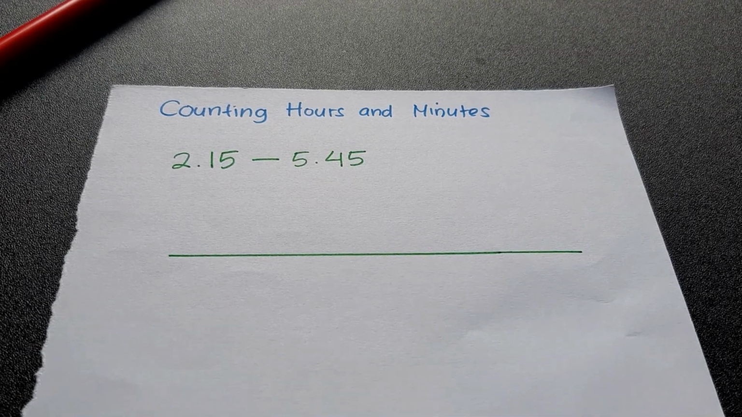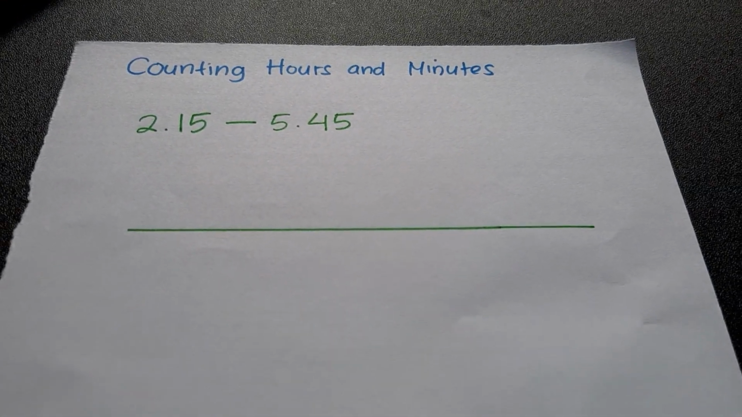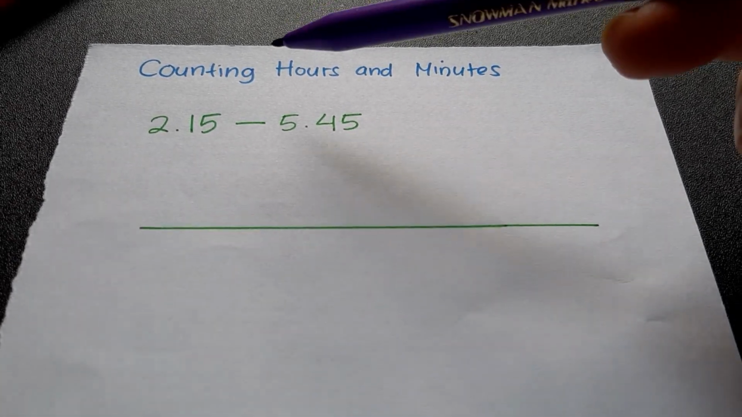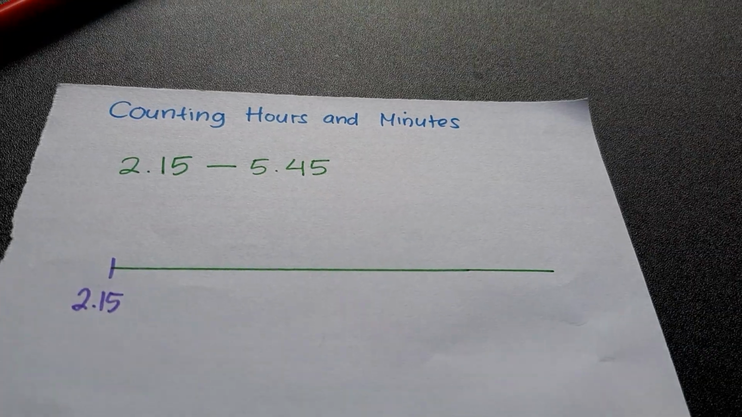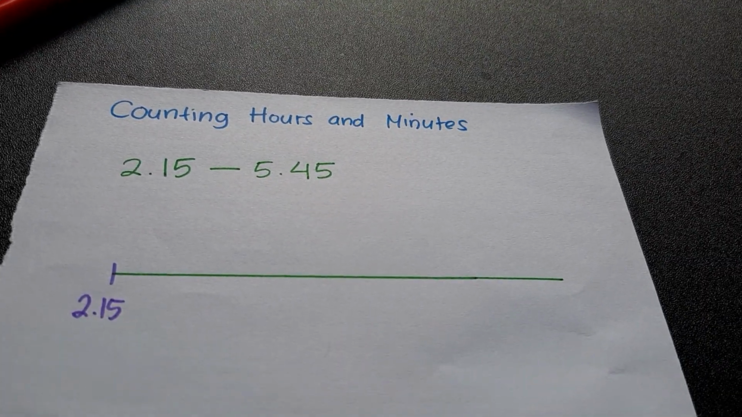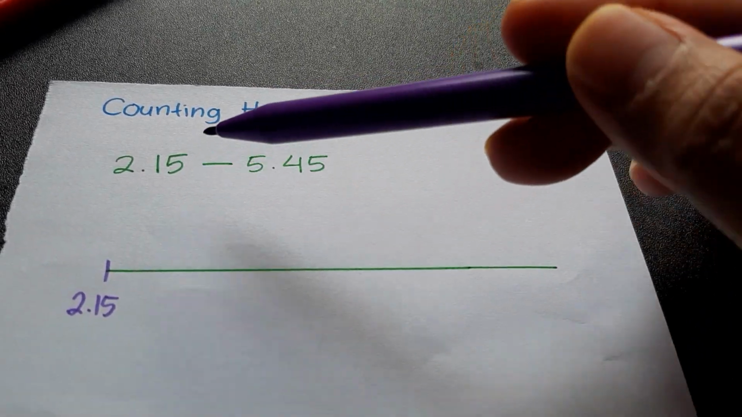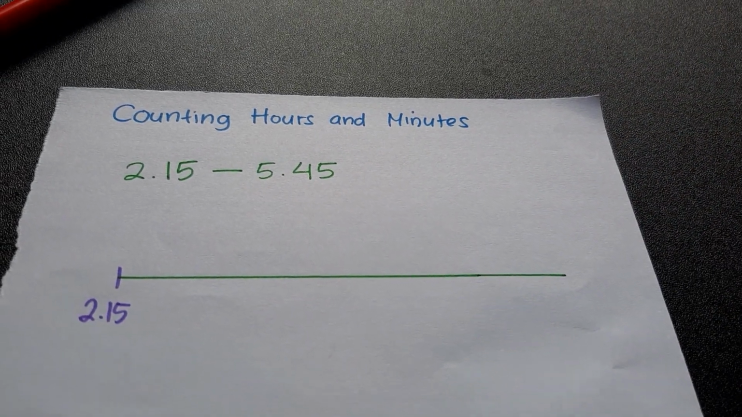Okay, this is another example of counting hours and minutes, from 2:15 until 5:45. We start with the same thing. We start with the number on the left, which is 2:15, and I will write it over here. But this time, Miss Uni is going to count the hours first, because this is taking a long time from 2 o'clock to 5 o'clock. So I'm going to count the hours first. How do I count the hours?